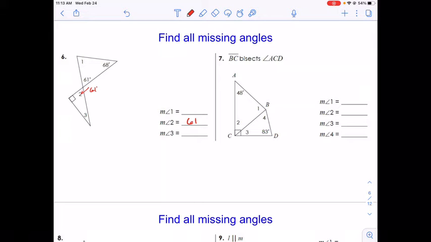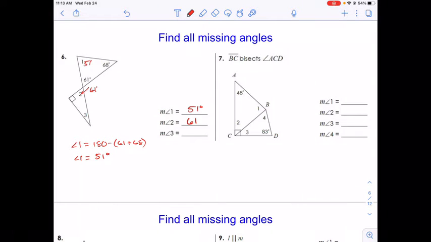Now, one thing I can do here, I know that 61 and 68 will add up, plus angle 1 equals 180, so angle 1 is equal to 180 minus the sum of 61 plus 68. So we'll add those up, and that's going to give us that angle 1 is going to be 51 degrees. So we can plug that in here. We can add that up here if we need to.